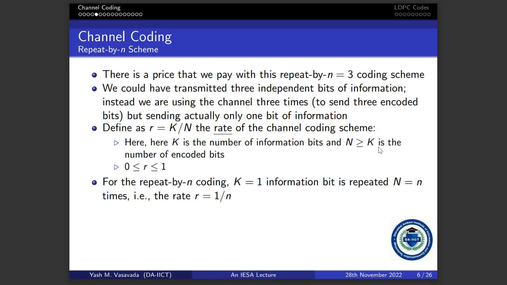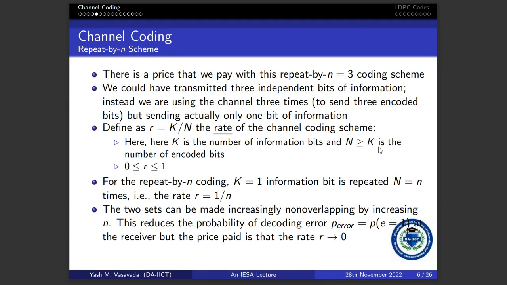So if I'm repeating 1 bit, let's say N times, then my coding rate becomes 1/N. If I make N bigger and bigger, then I get more and more protection, but my rate goes down. My scheme becomes highly inefficient. And so as you increase N, those two non-overlapping sets can be made increasingly non-overlapping. In reality, they are never completely non-overlapping, but they can be made increasingly so. And so you are able to overcome the effect of noise, but the price you pay is that the efficiency approaches zero.